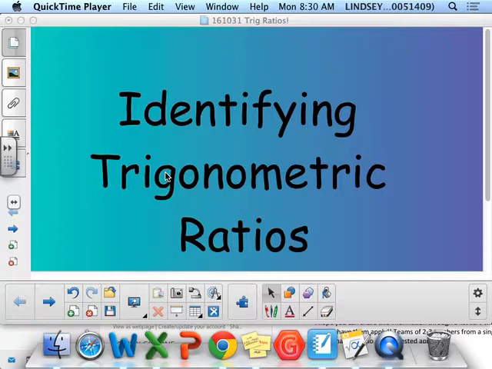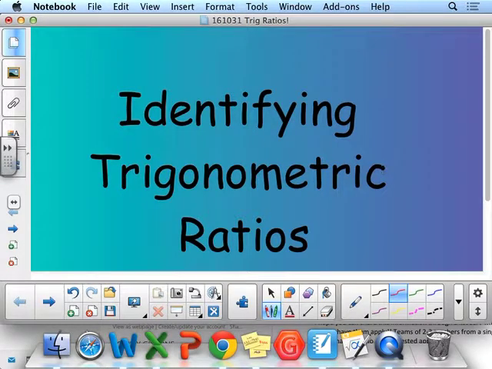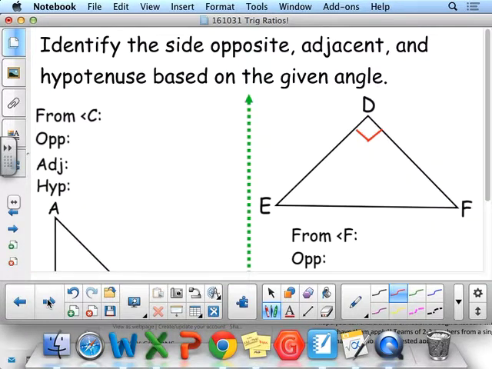So we're going to start with just identifying the trigonometric ratio. Most of the time you're just going to abbreviate this and just say Trig. But if we're going to be cool and fancy, we're going to call them the trigonometric ratios. So before we start that, what I want to do is identify the sides that are opposite, adjacent, and the hypotenuse based on the angle.